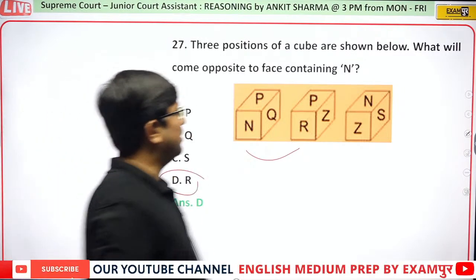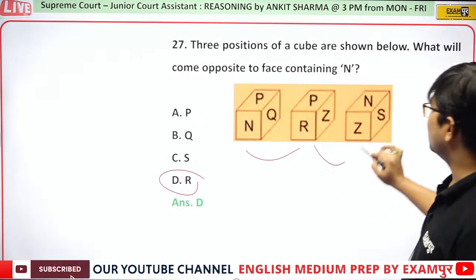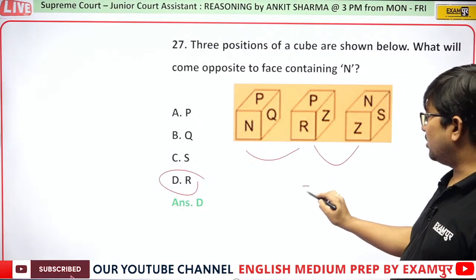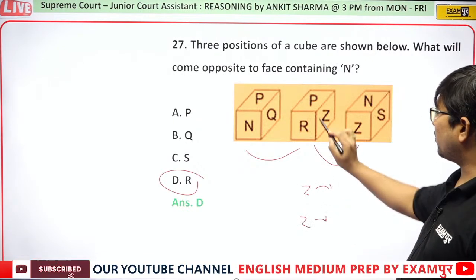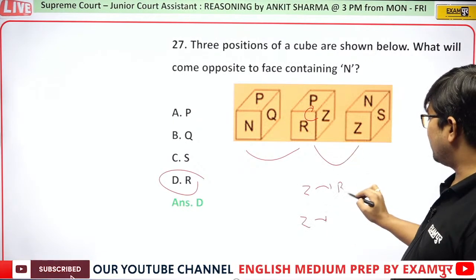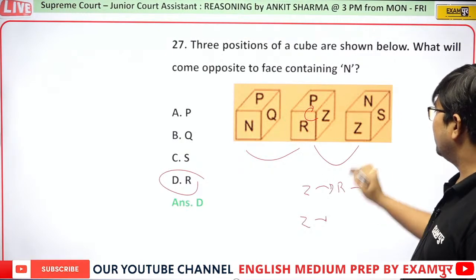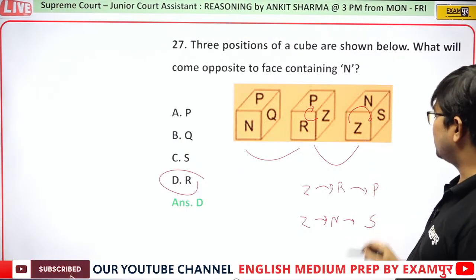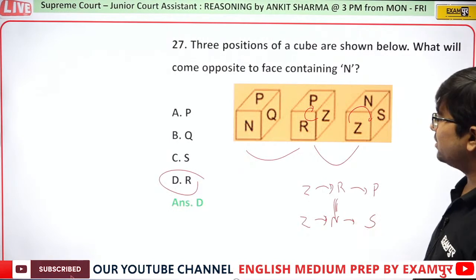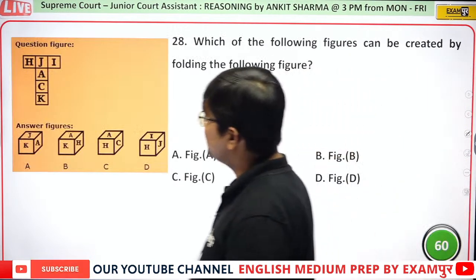Other way, p, z are now in these two. Only one face is common. So now z is not at the same location. So now you will have to go clockwise from z to r and then from r to p. Okay everybody, from z to n and then from n to s. And now my dear students, opposite to n is r, and that is what you are seeing over here.